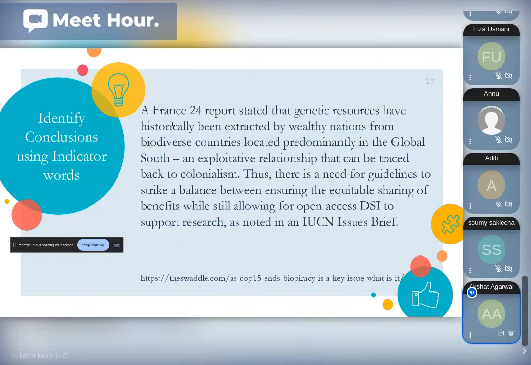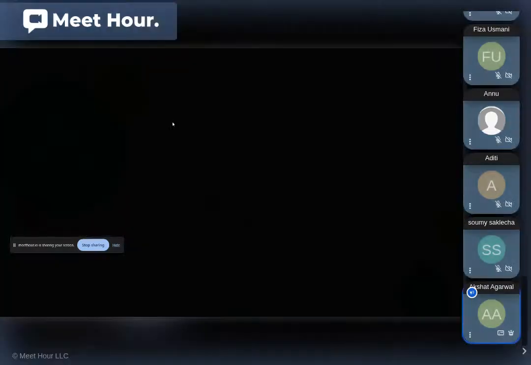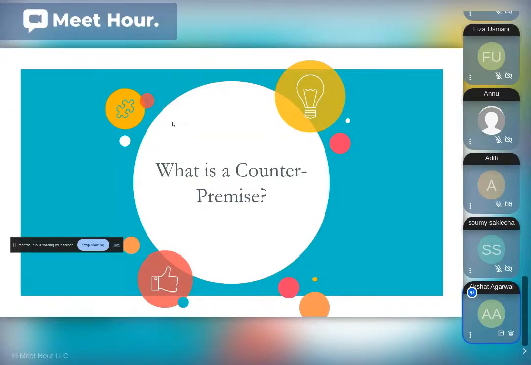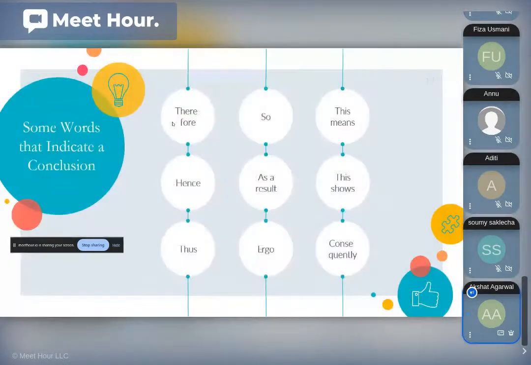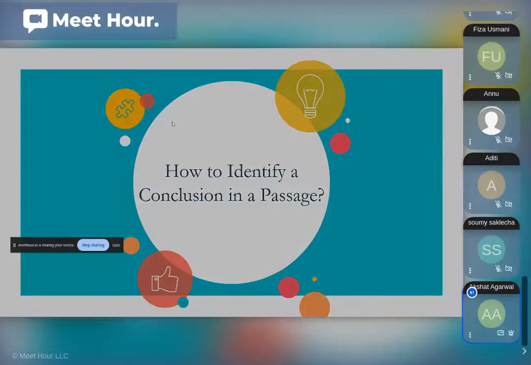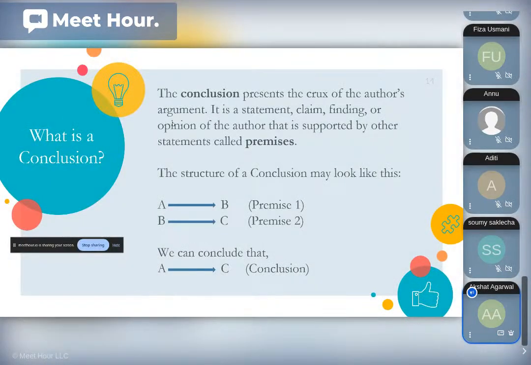So notice how simply we've broken down a complex argument. There are a lot of words, explorative relationship and everything, but for our purposes, we just know that the author is advocating for a need for guidelines to strike a balance. That's it. Now, whatever strengthening we need to do will happen along these lines only, right? So that's the case. Okay. So now I hope this is clear, right? You can take a look at these indicator words again. This is the structure of a conclusion. Okay.